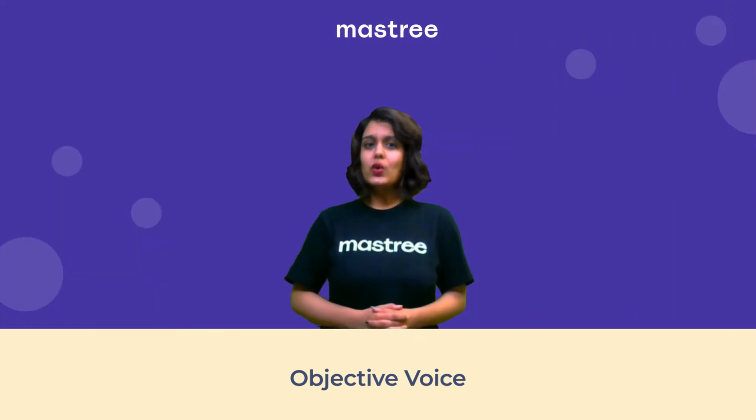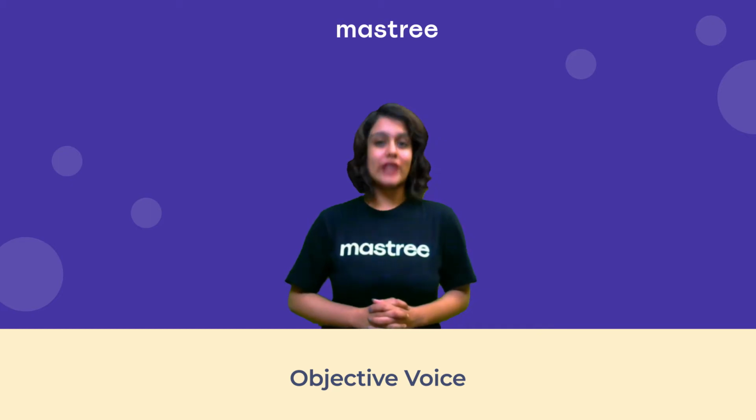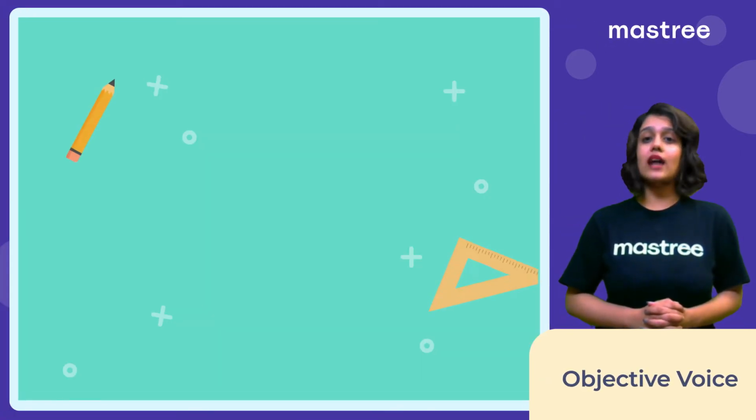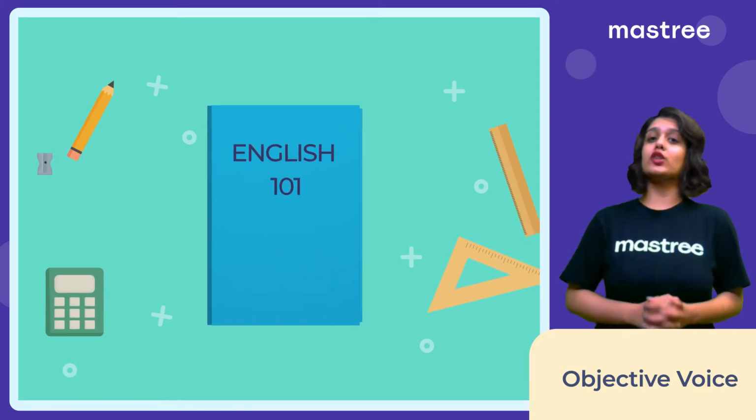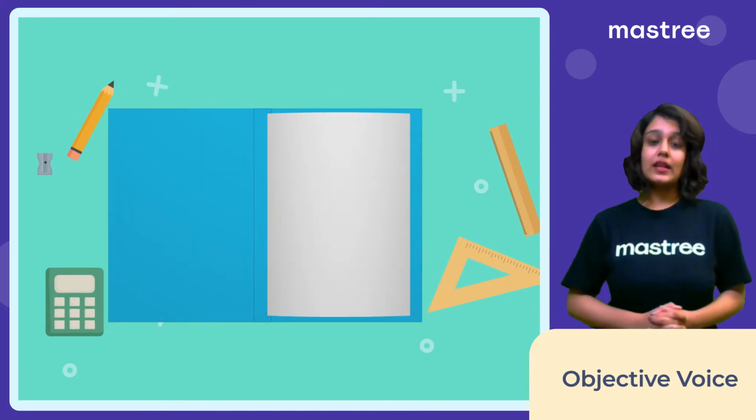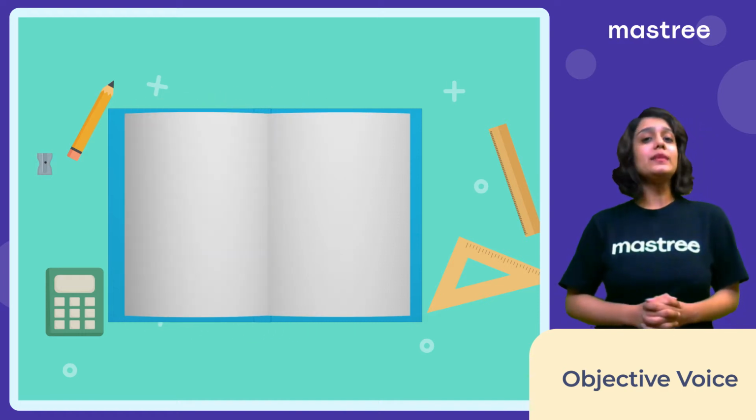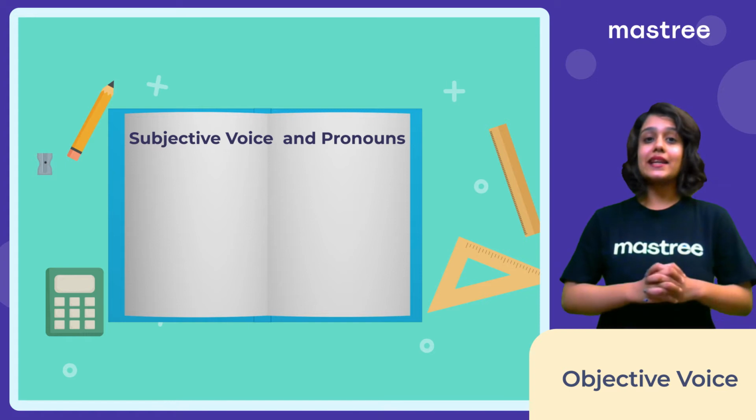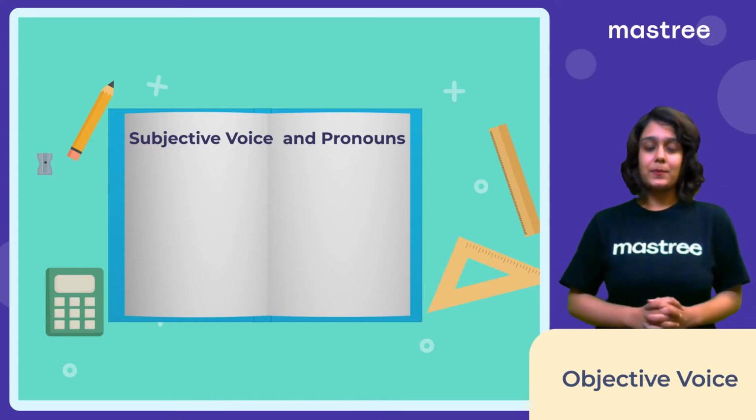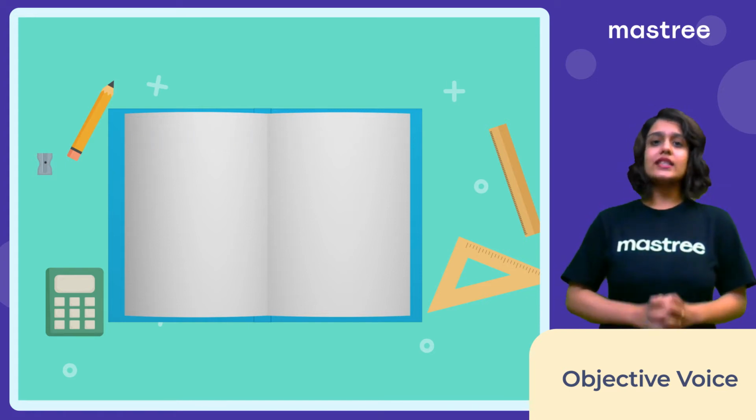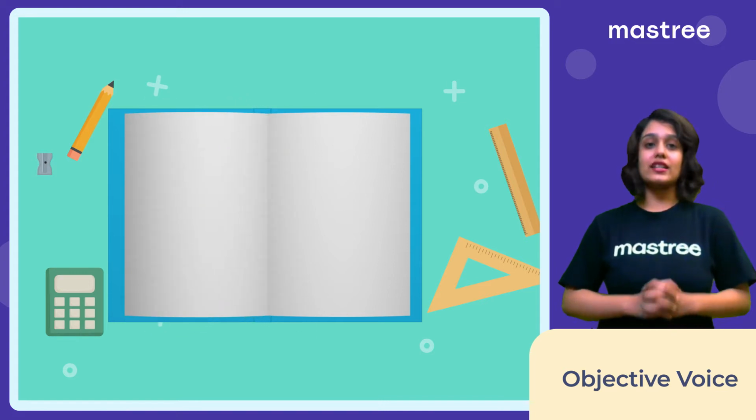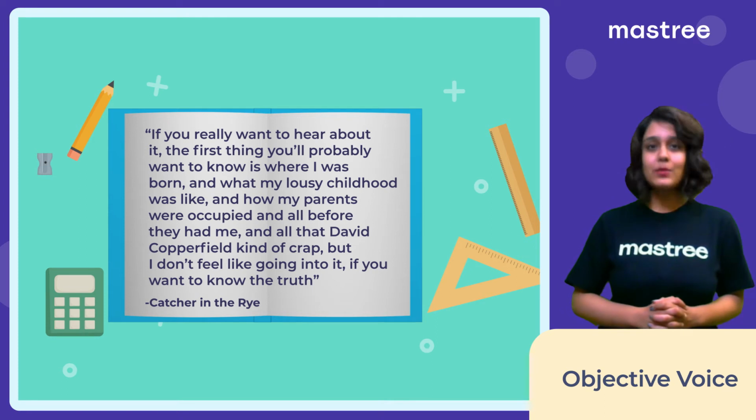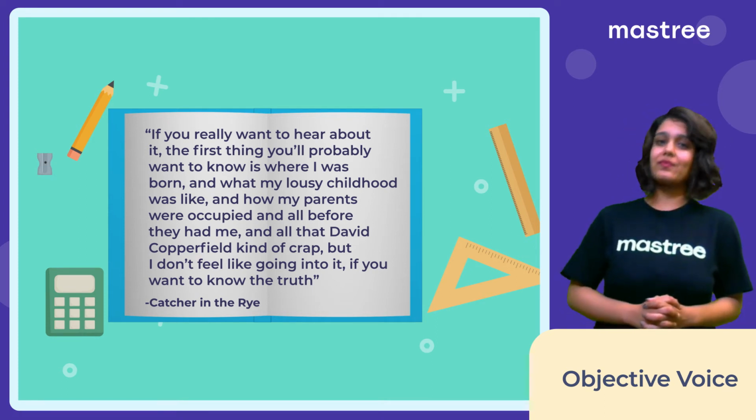In today's video, we will be talking about the objective voice. Almost all the different kinds of writing that we encounter can be characterized by the tone or the voice of the piece. These tones, which can either be subjective or objective in nature, form one of the stylistic elements of the different types of writing. Now, subjective voice typically tells you what the writer feels, like these opening lines from J.D. Salinger's famous book, Catcher in the Rye.